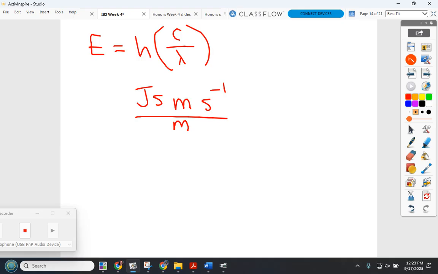This is another thing to pay attention to. The wavelength in this case was given in meters. They might give it to you in nanometers. Okay? How many nanometers are in a meter?